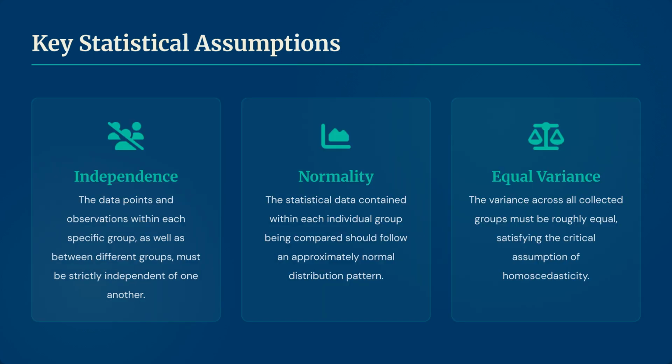There are three key statistical assumptions for Tukey's HSD. First, independence. Data points within and between groups must be independent. Second, normality. Data within each group should follow a normal distribution. Third, equal variance, also known as homoscedasticity, meaning the variance across all groups is roughly equal.